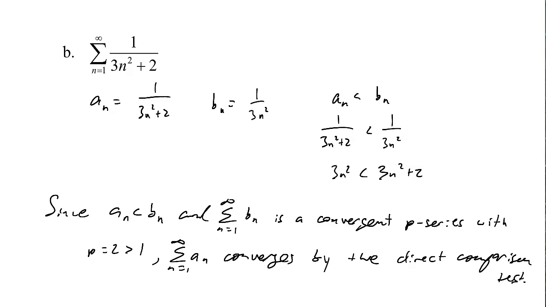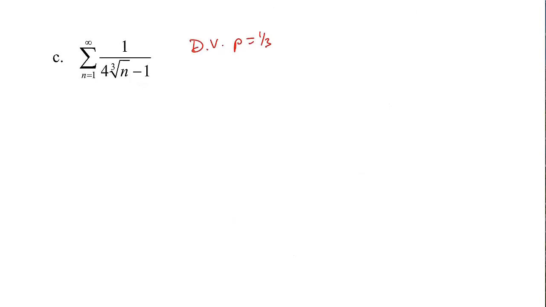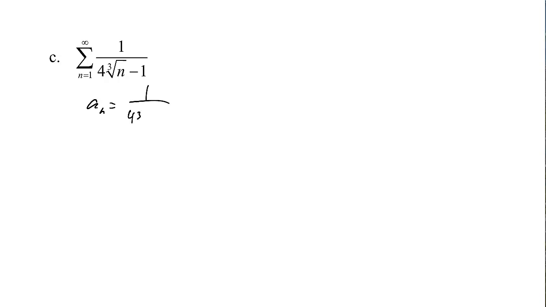And that's it. All right, moving on. I think this one diverges, so I want something that is bigger. So I'm going to let A sub n be 1 over 4 times the cube root of n minus 1. And I'm going to let B sub n, hopefully this works, be 1 over 4 times the cube root of n, because that is a divergent P series where P is equal to 1/3, which is less than 1.